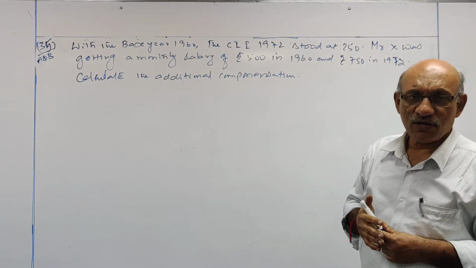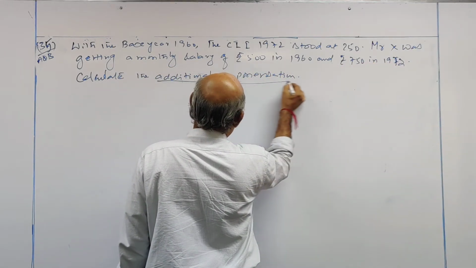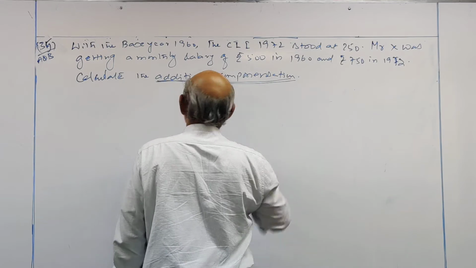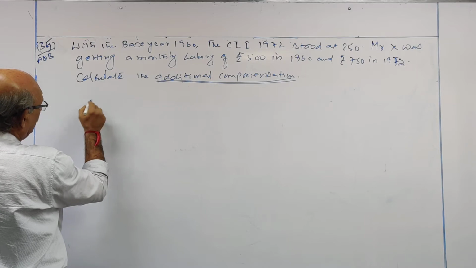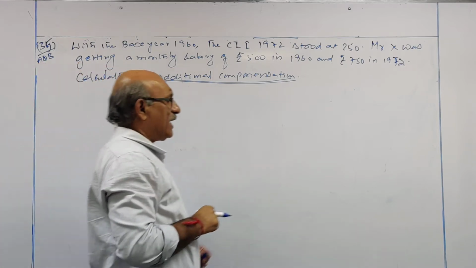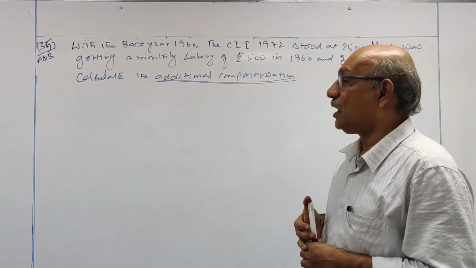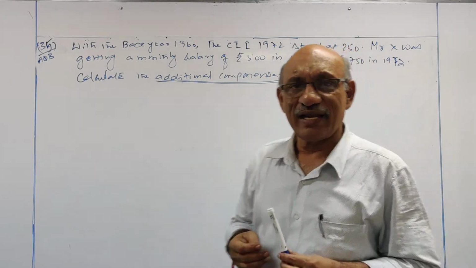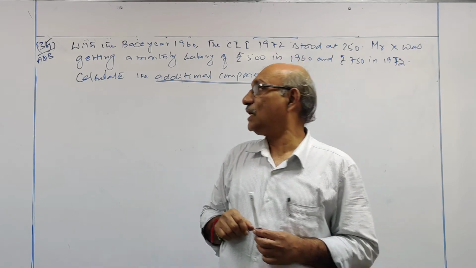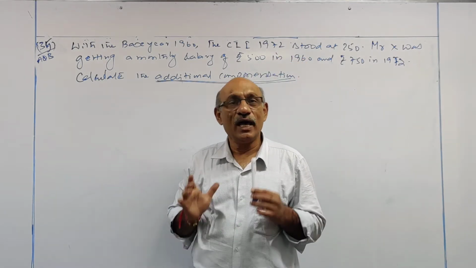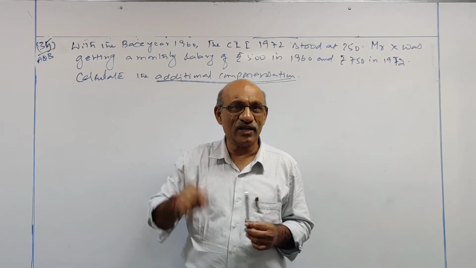This is similar to that of your 30th question. Now, where will I concentrate in the question? Additional compensation. Whenever I have to calculate additional compensation, what will I do? I will calculate the salary according to the index number. One more time I am repeating this point: whenever I have to calculate additional compensation, then salary is calculated according to the index number.